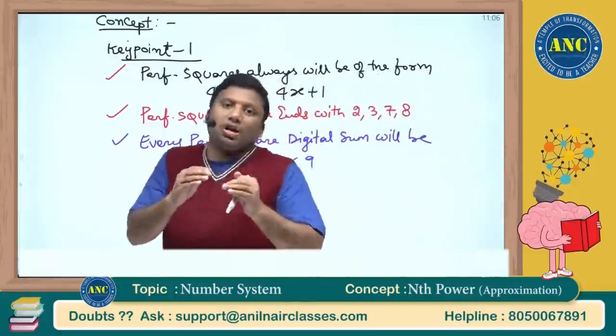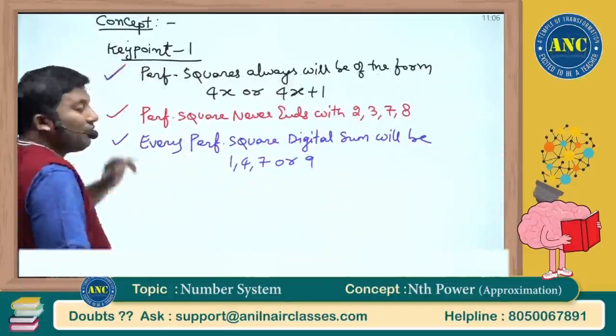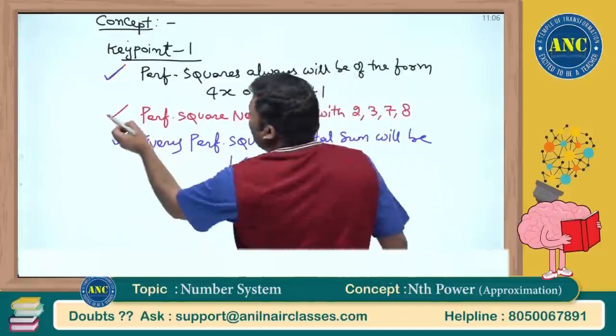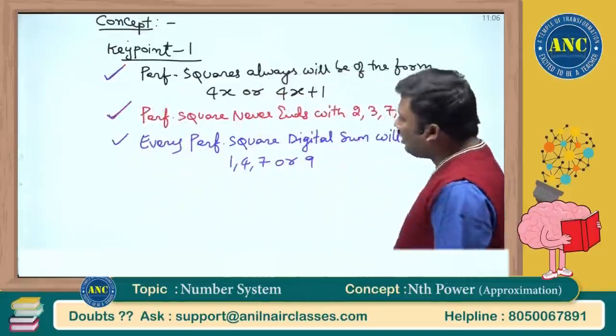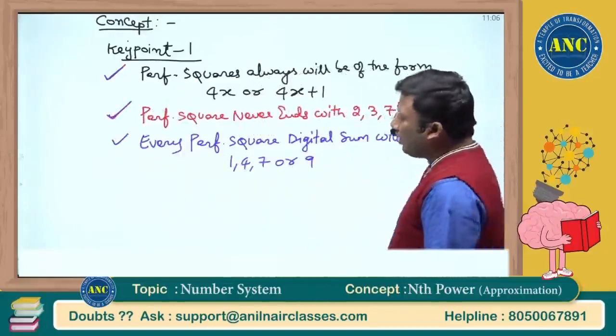To check whether a number is a perfect square or not, first check whether it is of the form 4k or 4k plus 1. A perfect square never ends with 2, 3, 7 or 8. Every perfect square's digital sum will be 1, 4, 7 or 9.